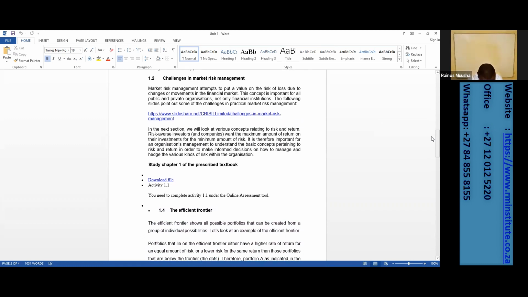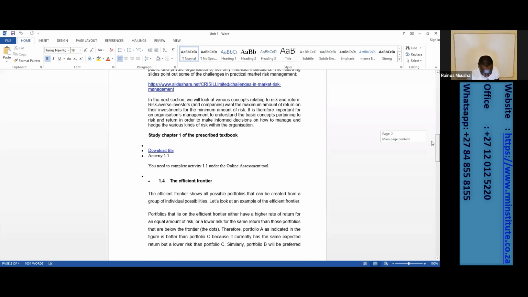Then they say in the next section, we will look at various concepts relating to risk and return. So risk-averse investors want the maximum amount of return on their investment for the minimum amount of risk. So it is therefore important for an organization's management to understand the basic concepts pertaining to risk and return in order to make informed decisions on how to manage and hedge the various kinds of risk within the organization as well.